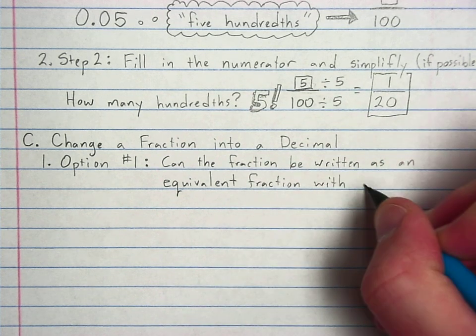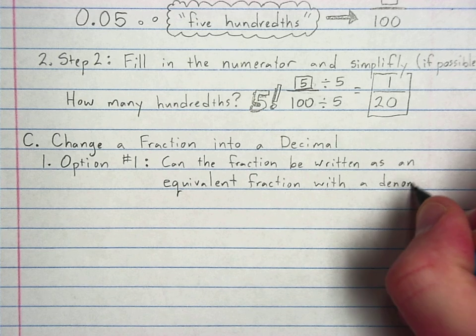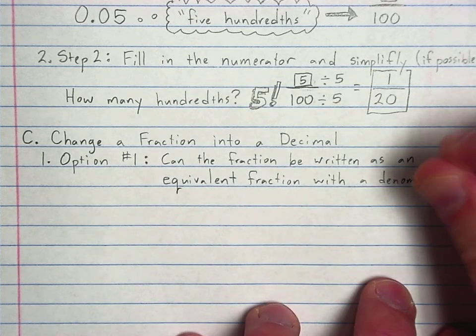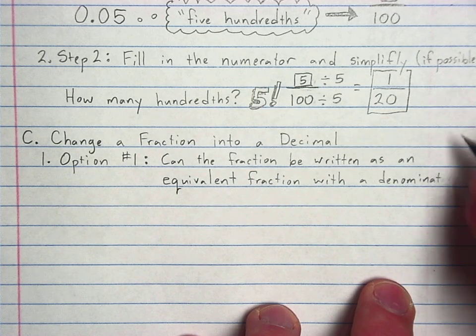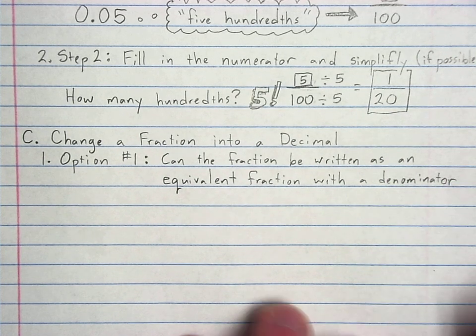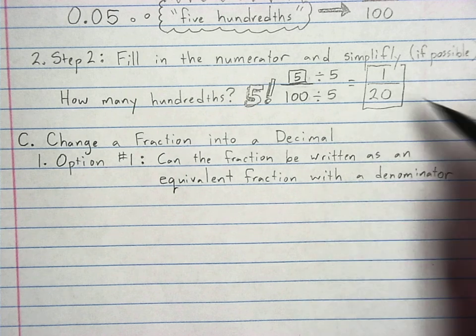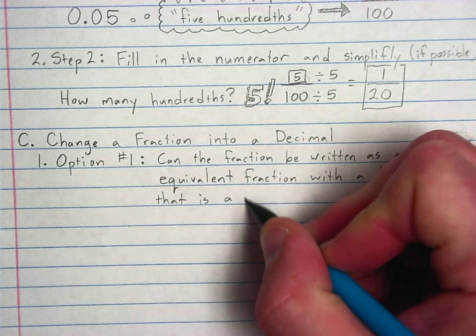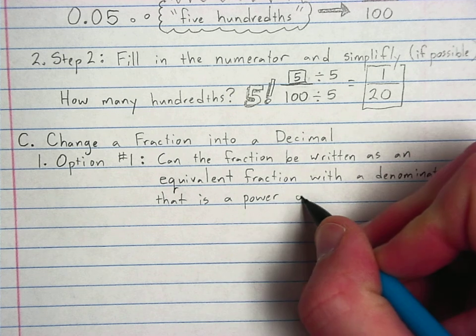with a denominator? That was a weird looking R. Come on. Denominator. It's a little better. With a denominator that is a power of 10.